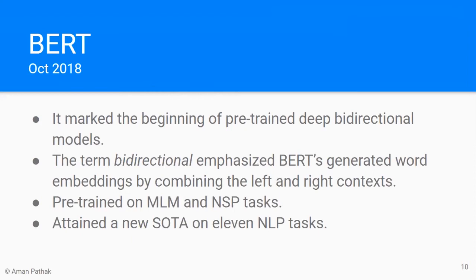Until now, we had models which were concatenating the left and right context in order to gain a better understanding. But this was the first model which had deep connections between the contexts. The term bidirectionality emphasizes BERT's ability to infuse the left and right context and generate even more powerful word embeddings. It has been trained on two pre-training objective functions, which are masked language model and next sentence prediction. Apart from that, BERT attained a new state of the art when it was released on 11 NLP tasks.